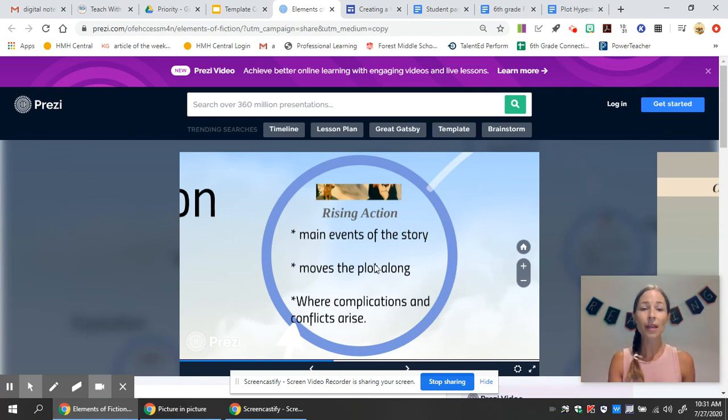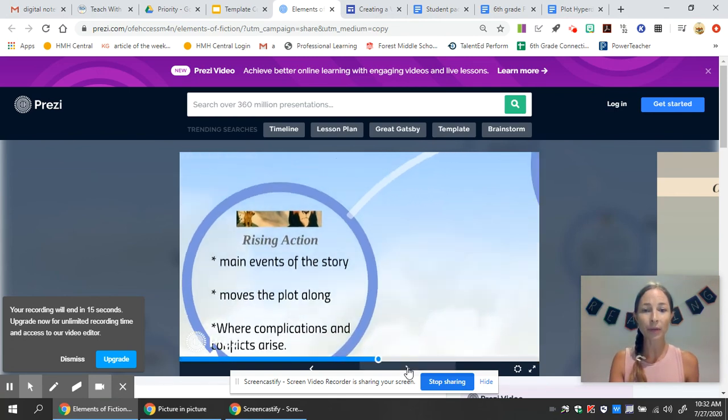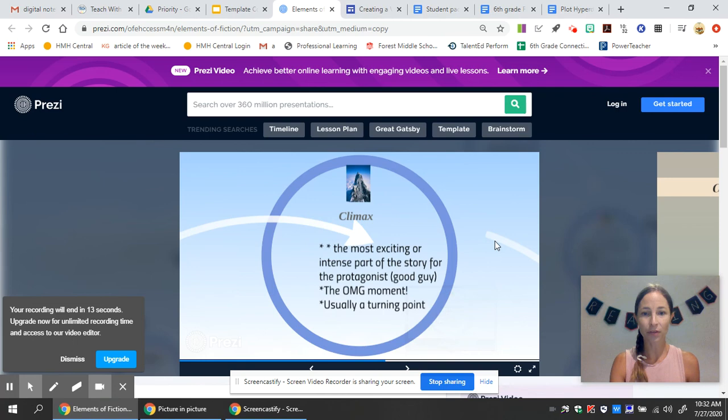This is where most of the events of the story take place. This is where the complications happen, the conflicts happen, where things aren't necessarily going right. There's a problem that needs to be solved, and these characters are trying to figure out how to do that. And that is called the rising action because the action is rising. It is building in the story. And it's building and building and building to the climax of the story.